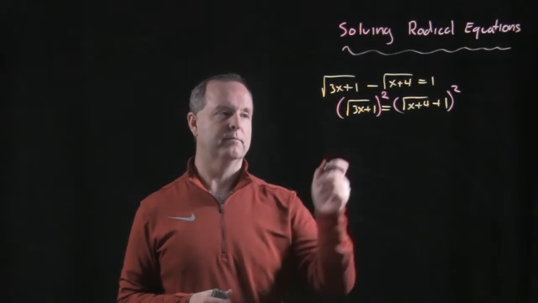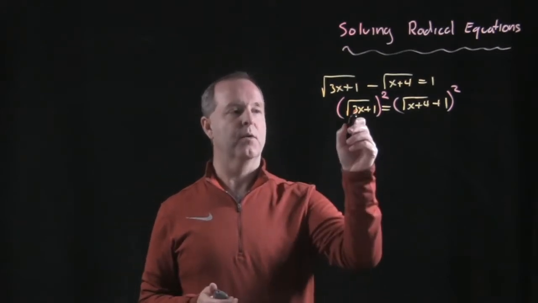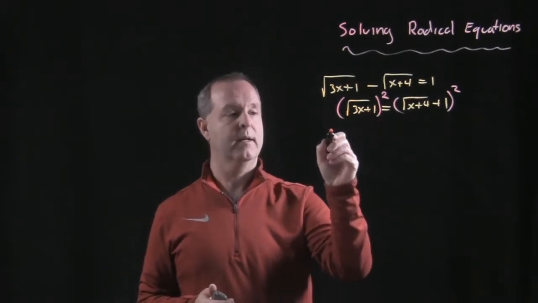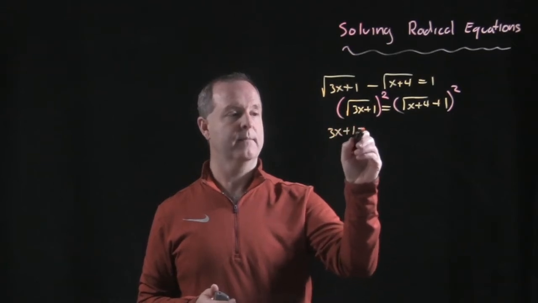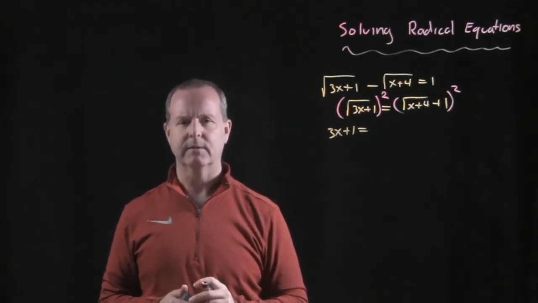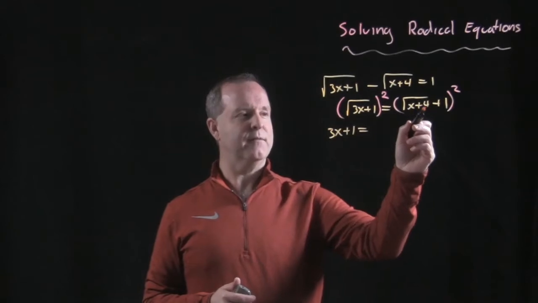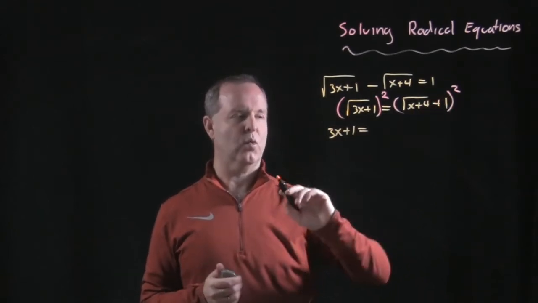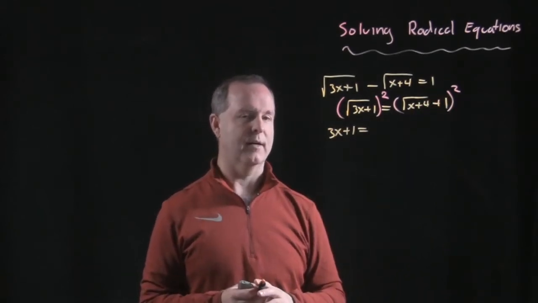Which one do you want to do? I'll do the left side. So the root 3x plus 1 squared just becomes a 3x plus a 1. The right side, x plus 4 plus 1, all that squared, or root x plus 4 plus 1 squared is all that.